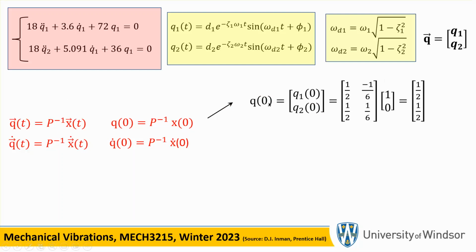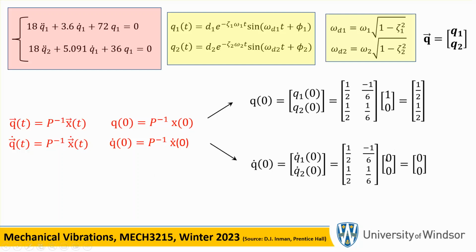This is going to be q at time 0. So this is q1 at 0. This is q2 at 0, which happens to be the same.